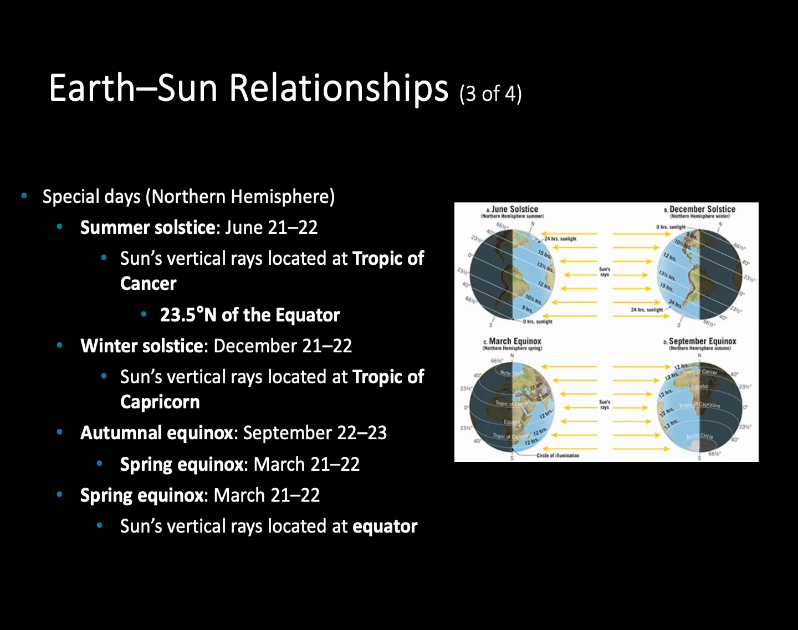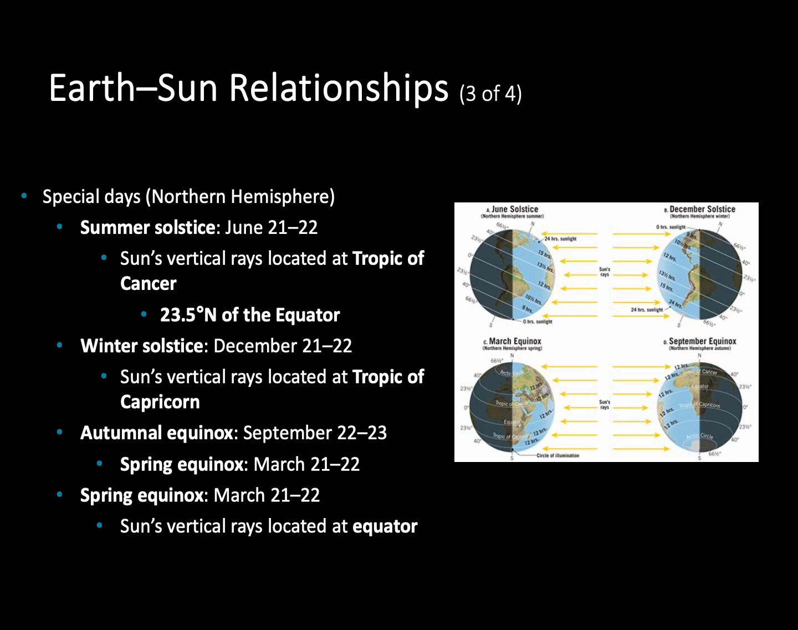We're going to see the exact opposite in our December solstice. This is going to happen around December 21st. And now, because it's winter, the northern hemisphere will be tilted away from the sun. The southern hemisphere will be tilted towards the sun. So the area that's getting direct sunlight is going to be the Tropic of Capricorn, which is found at 23.5 degrees south of the equator. So the winter solstice on December 21st, the area of the world getting the most sunlight is 23.5 degrees south of the equator.